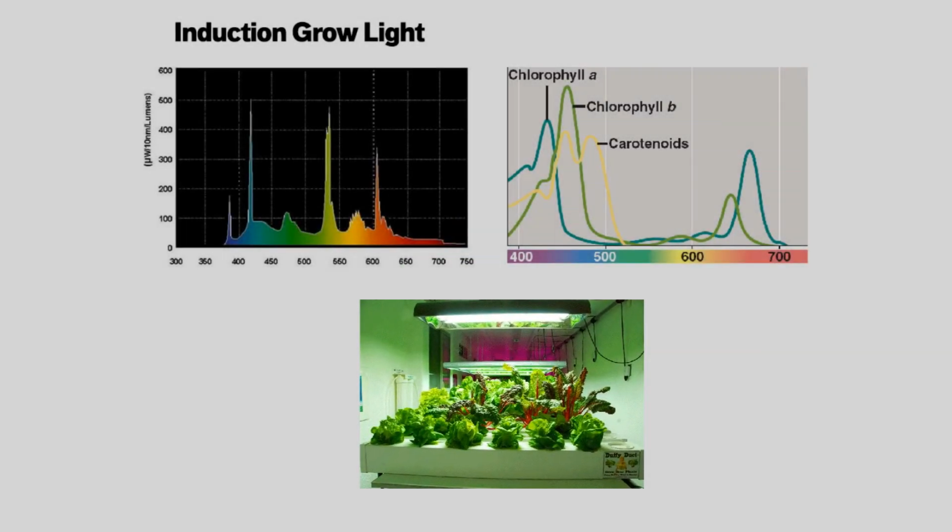Rounding out our group is induction lighting. Invented around 120 years ago by Nikolai Tesla, it has only recently been adopted as a grow light. Advantages of induction lighting are a wide spectrum of light for both vegetative and fruiting, as well as the longest lifetime of all the grow lights, boasting a 100,000 hour lifespan. It has been shown by some manufacturers that augmenting the 600 to 700 nanometer wavelength can produce more fruit.